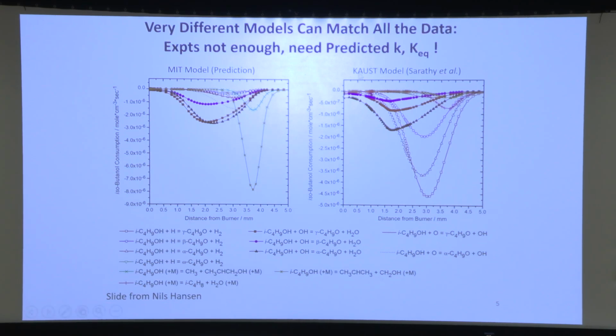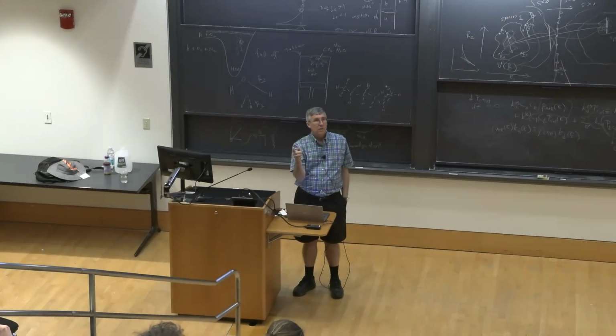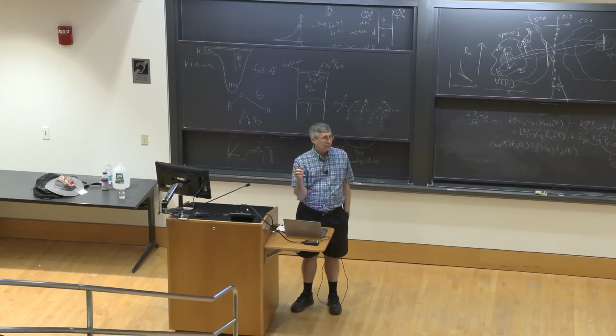But there's another model published about the same time from the Kaus group, and it also matches the isobutanol consumption really well, but it predicts everything completely different. All different reactions at different positions of the flame are consuming the isobutanol. This is a reminder to you that just because your model matches some observable does not mean your model is true.